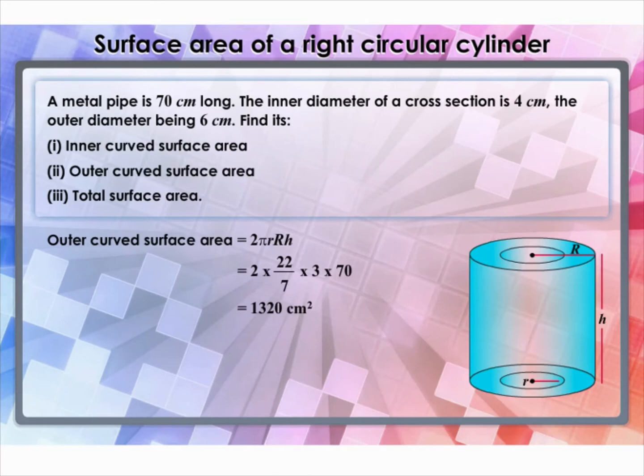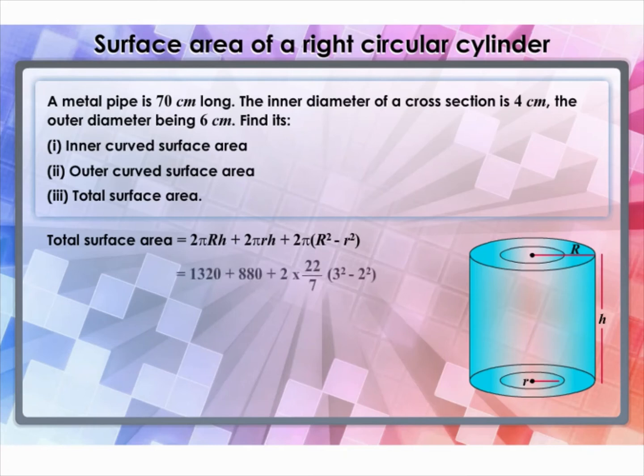Now we find the total surface area, which is equal to 2πRh + 2πrh + 2π(R² − r²), which gives us 2231.42 square centimeters.